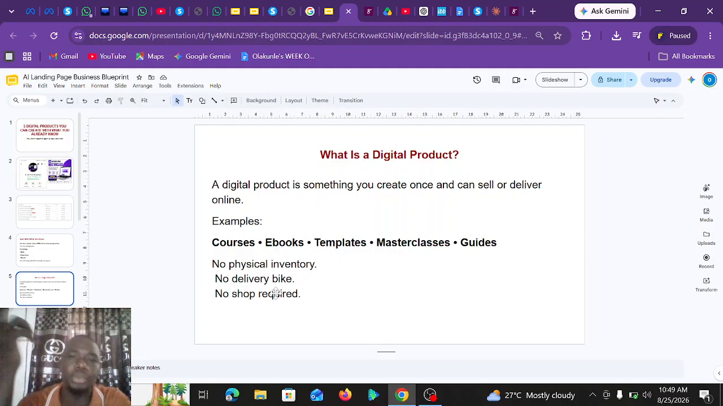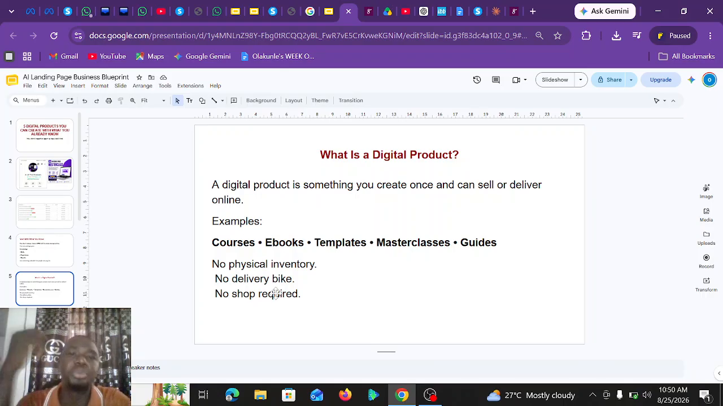So what is a digital product? A digital product is something you can create once and sell or deliver online. And this is why I love digital products, because you don't need to create them again and again, just like a physical product. Now, this is a smartphone. This is a physical product. For me to sell this phone to millions of people, that means that I have to create this phone a million times, right? But a digital product, you only create once, and you can sell that same one product to millions of people. You don't need to create again and again.